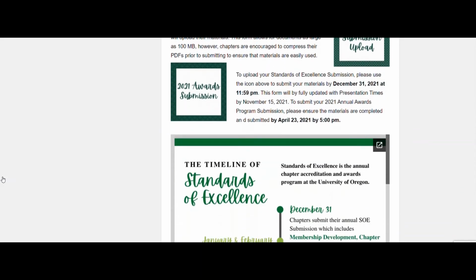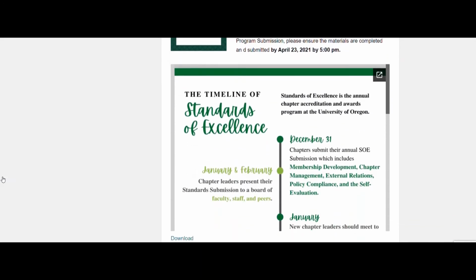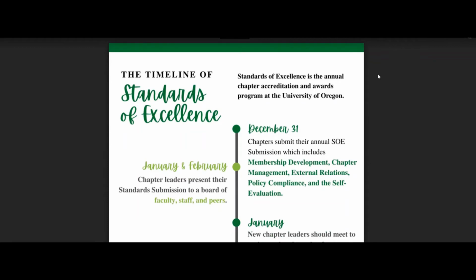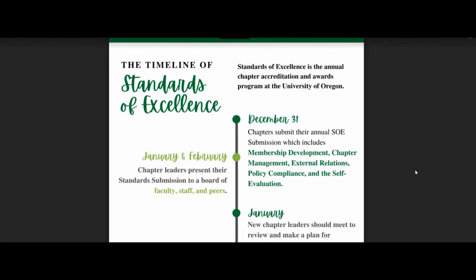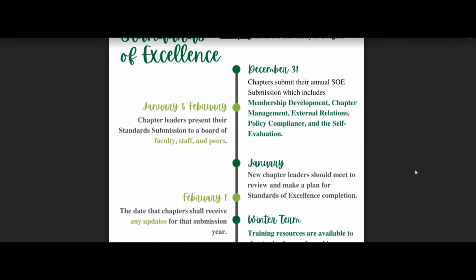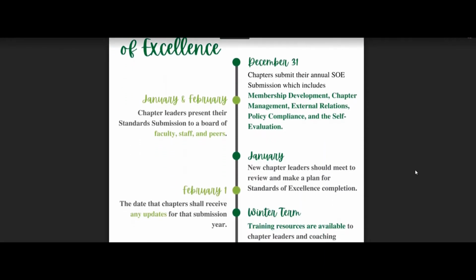Next, towards the bottom of the SOE website, you will find a timeline for the Standards of Excellence process. This timeline will be a guide we cover in this video, but it is an excellent resource to review. At the beginning of the annual timeline, the deadline for Standards of Excellence will always be December 31st of each year and will include the required submission of the 4 SOE sections, the self-evaluation, and the awards nomination packet.